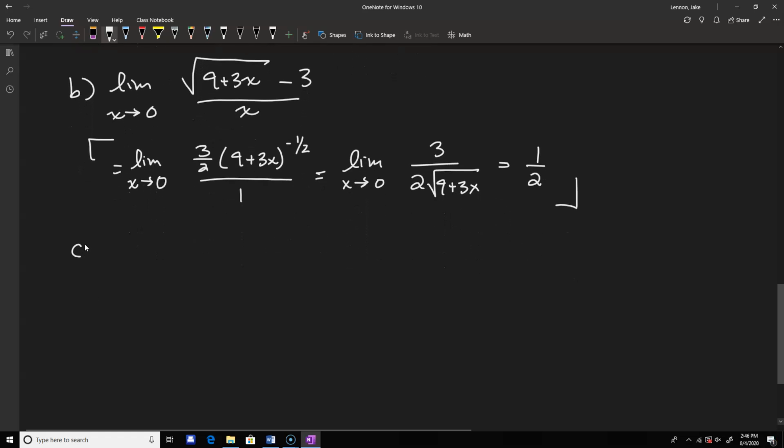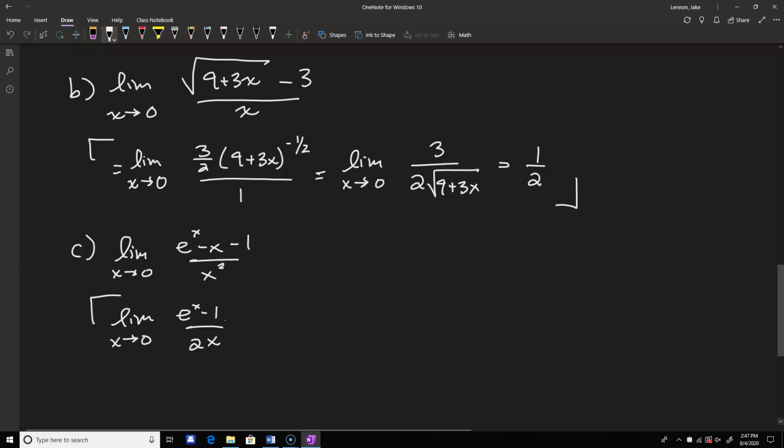Okay, let's try another. Let's look at the limit as x approaches 0 of e to the x minus 1 over x squared. So we see the top is just going to 1 minus 1, which is 0. The bottom is also going to 0. So again, L'Hopital's will apply. So taking derivatives, we're going to get e to the x minus 1 on top and 2x on the bottom.